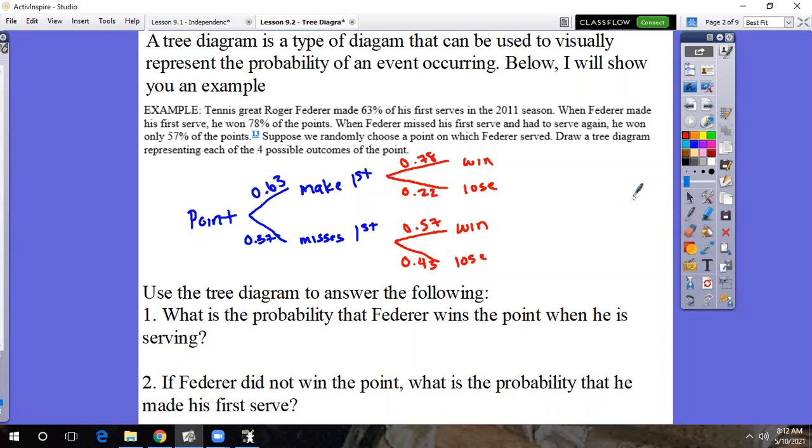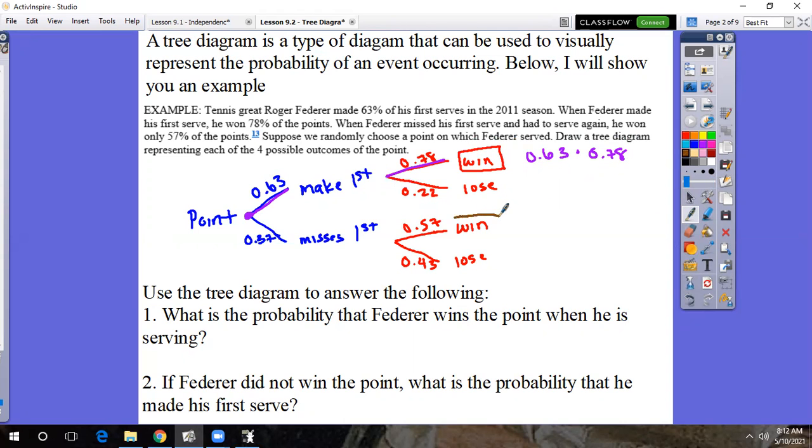What this tree diagram can help us with is if we want to randomly pick just one point where Federer serves. If I want this specific outcome to occur, to find the probability of this outcome, I'm going to start at the beginning of the tree diagram and say, in order to get here, I'm going to have to go down this branch, and then down this branch. So to figure out that probability, I would do the first branch, 0.63, times the probability of the next branch, 0.78. Whatever that answer is, that'll be the probability of this specific outcome. And I could do the same thing for each one of these outcomes.